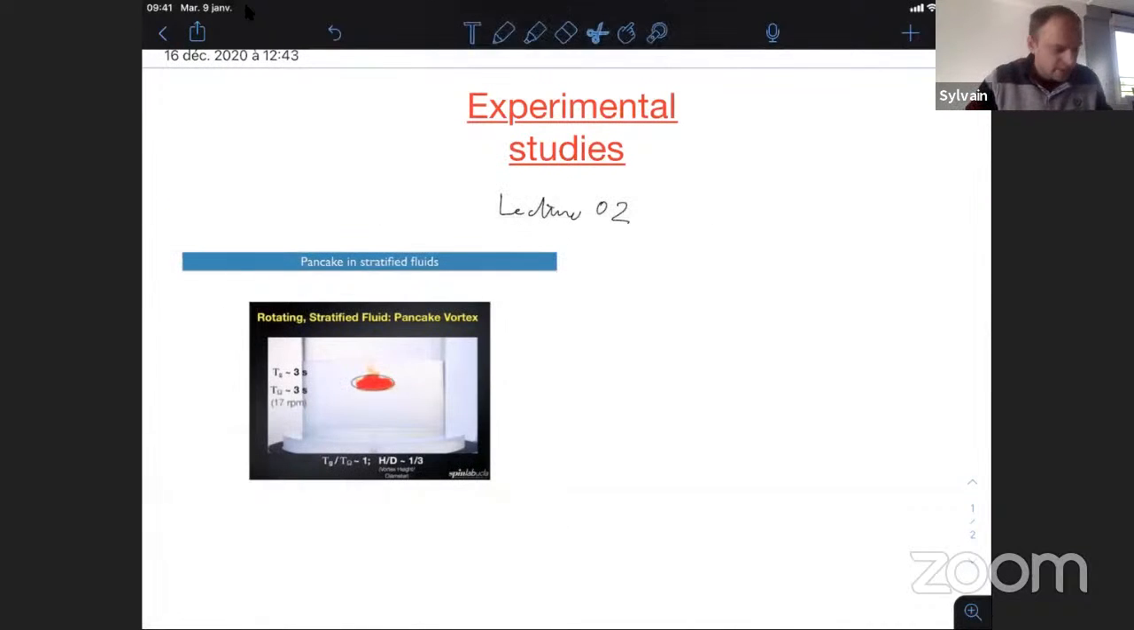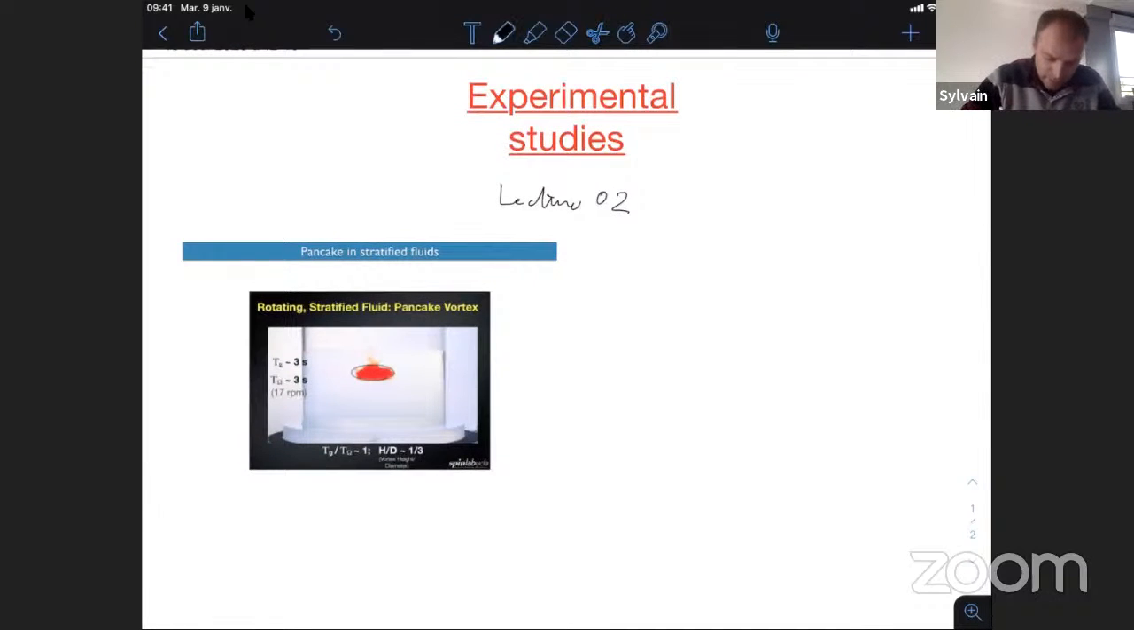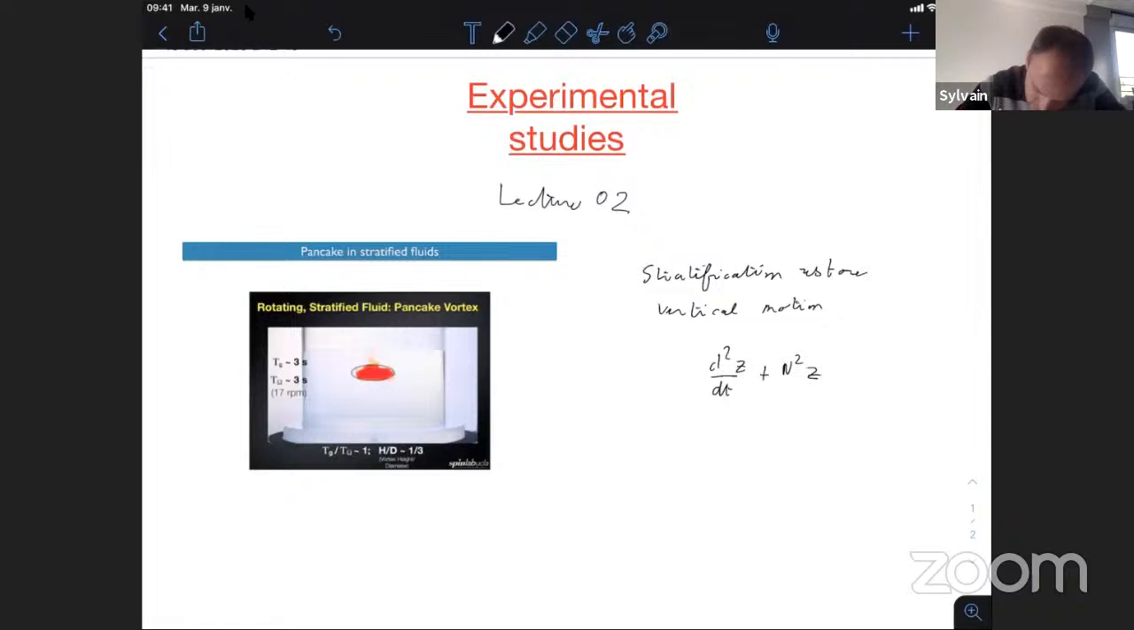What I said yesterday is that this equilibrium is due to the fact that stratification restores vertical motion. You have seen this equation yesterday, d squared z over dt squared plus N squared z is equal to 0. And this is when you have stratification. I recall N is the buoyancy frequency.